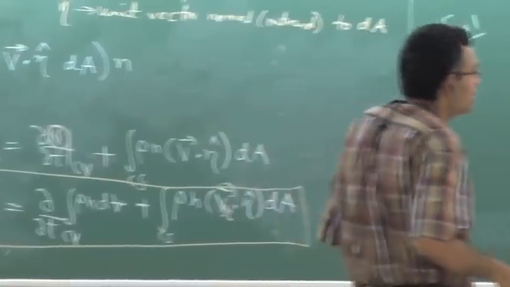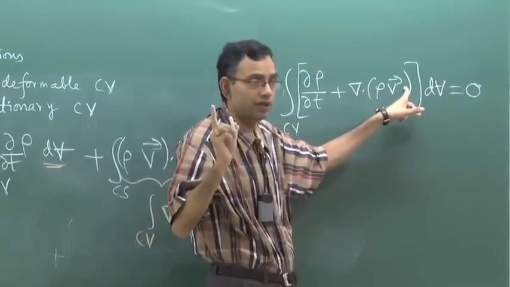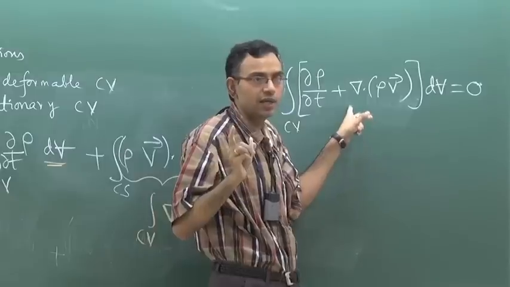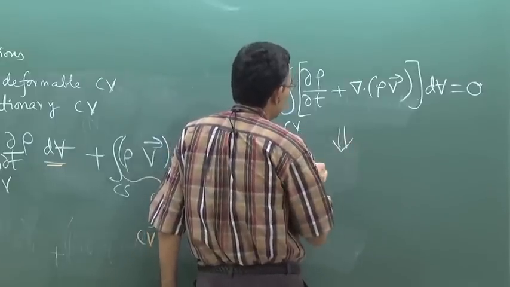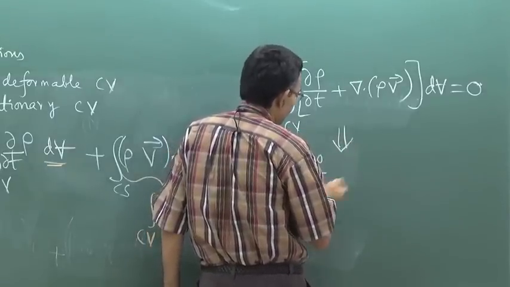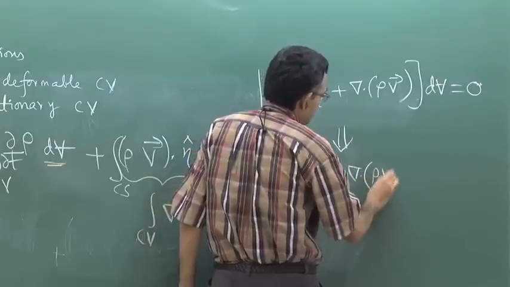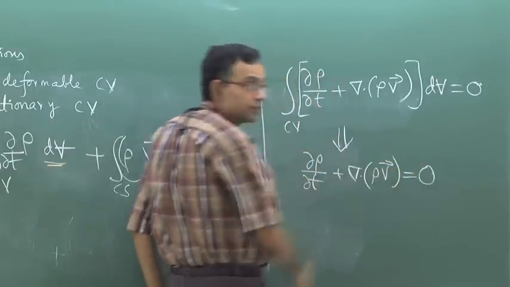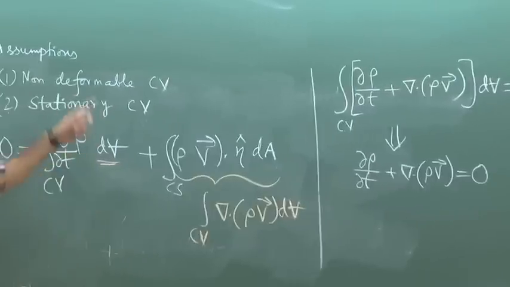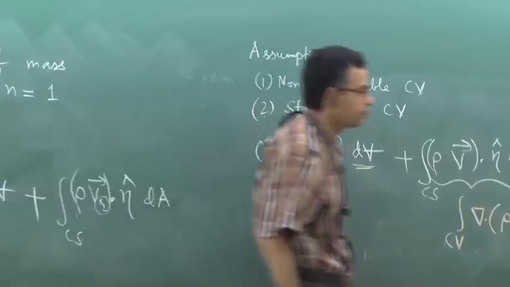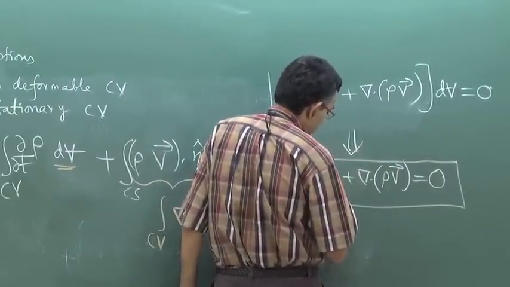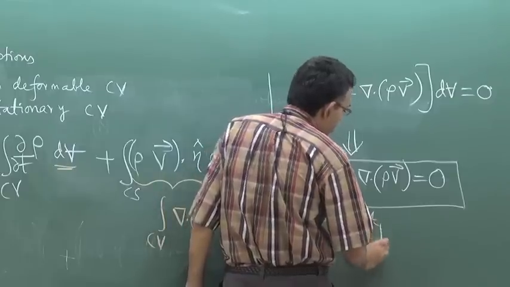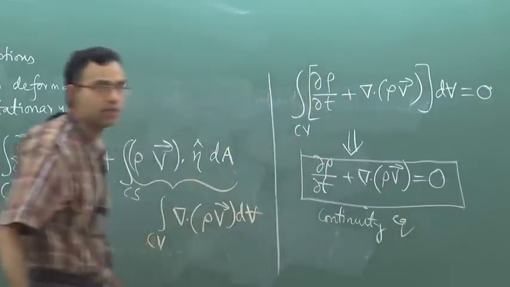So, this is true for any arbitrary choice of the control volume. That is what is very important. Not just a specific choice, but for any arbitrary choice of the control volume, and that means that this must be equal to 0. This is nothing but the continuity equation in fluid mechanics. So, the continuity equation physically talks about conservation of mass.